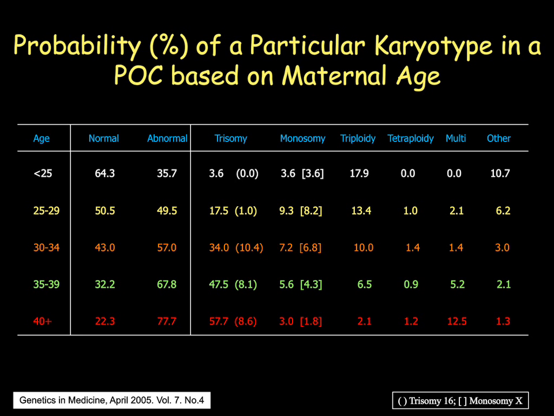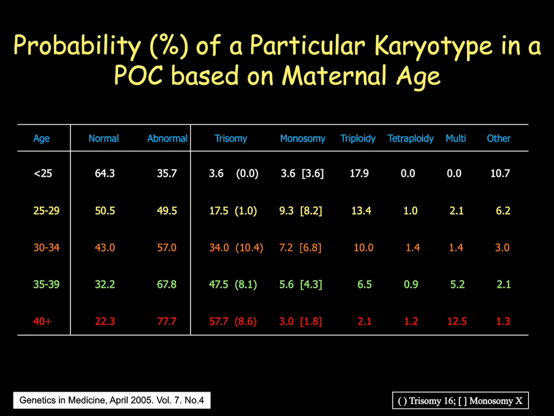We know that when you are less than 25 years of age, there is a greater than 60% likelihood that you will have a normal karyotype, whereas when you are over the age of 40, the likelihood that it's going to be abnormal is close to 80%. Looking at this table again, the likelihood of a multiple aneuploidy is significantly higher over the age of 40, being about 12.5%, compared to under 25 to 29, where that is only about 2.1%.